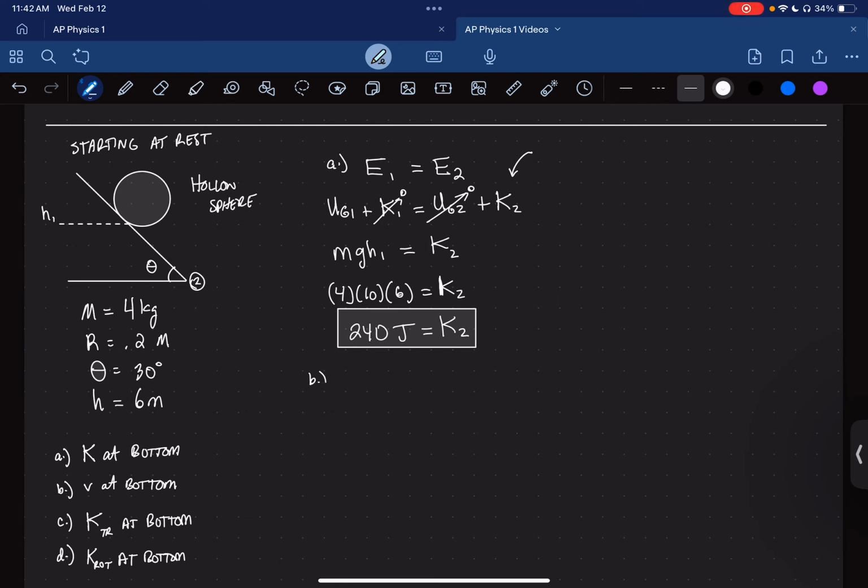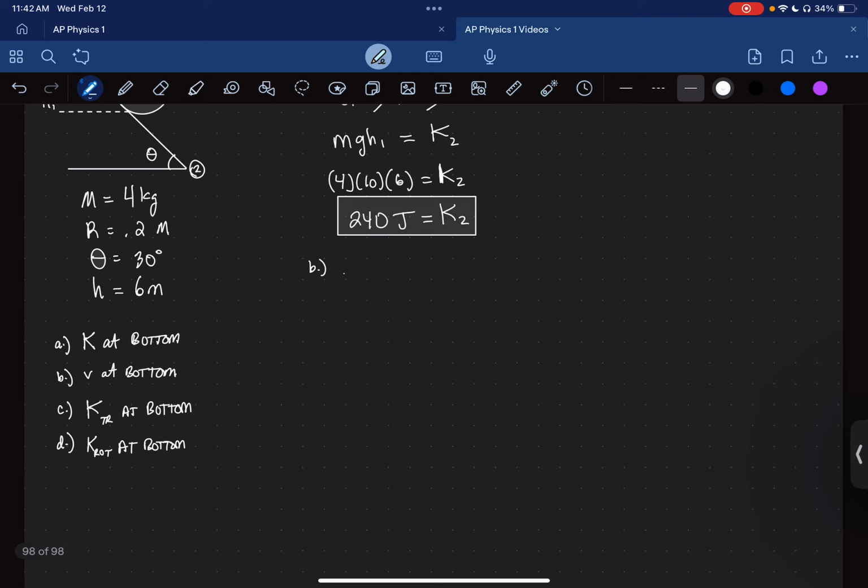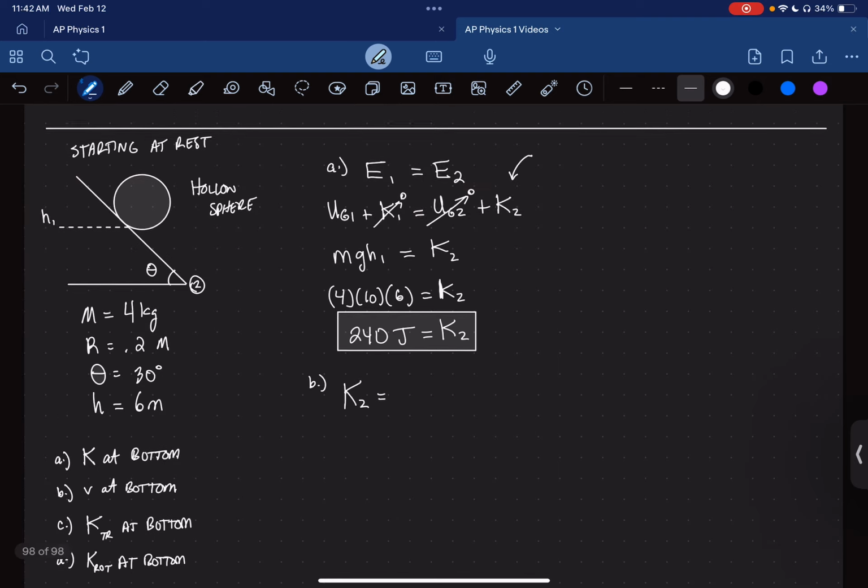And then V, we will figure out what is V at the bottom. Well, don't we know K2 in terms of V? It's 5/6 mv squared, so we know it in terms of V. But assuming we didn't know that, let's say it's some other object, maybe a solid sphere, we would have to do something like this, which we just did.